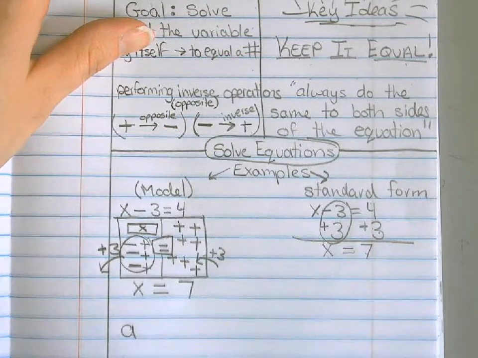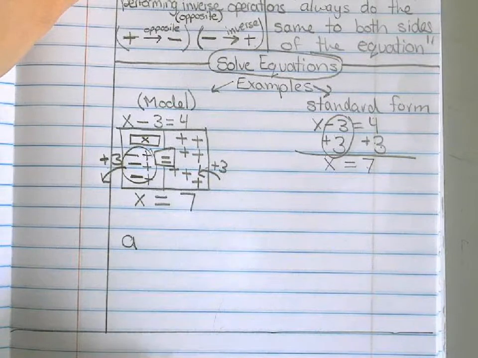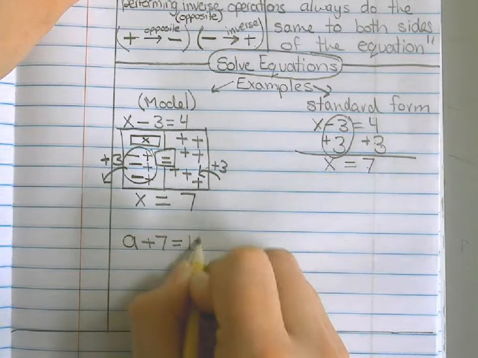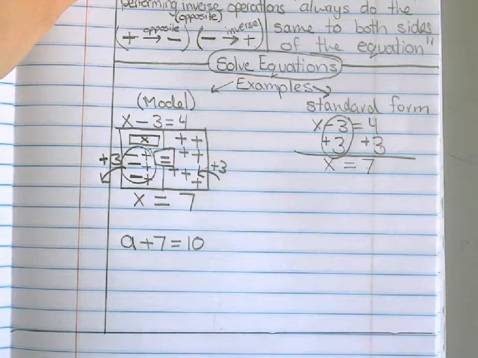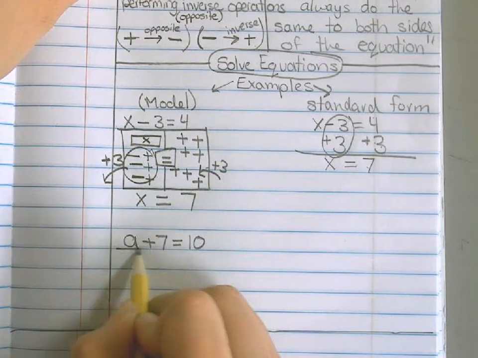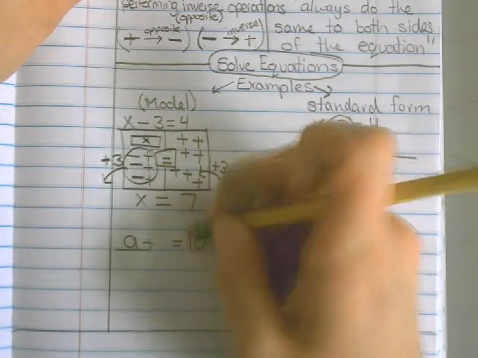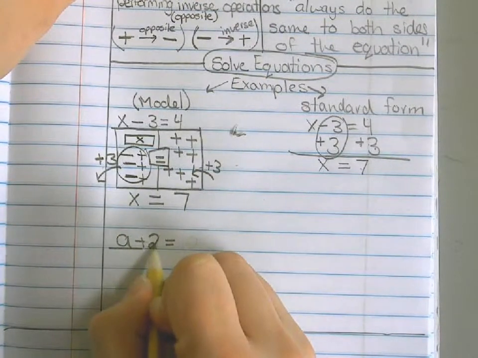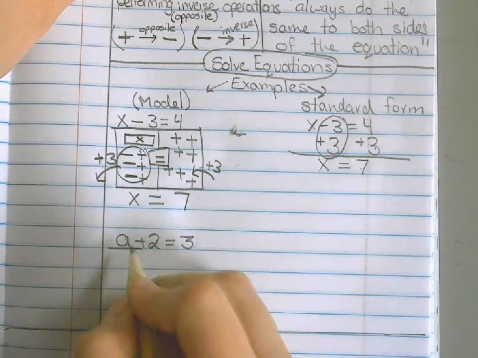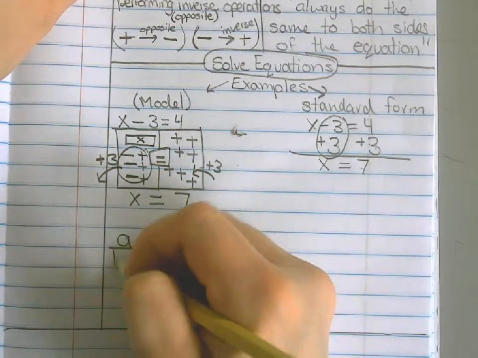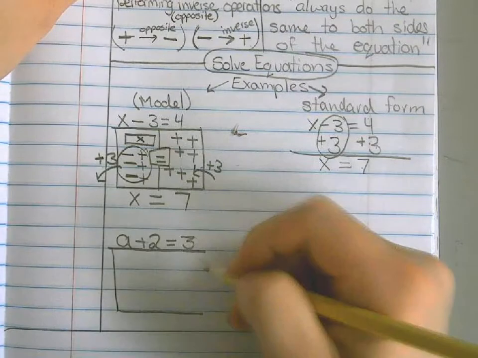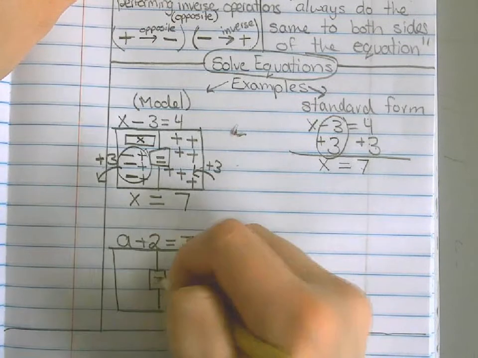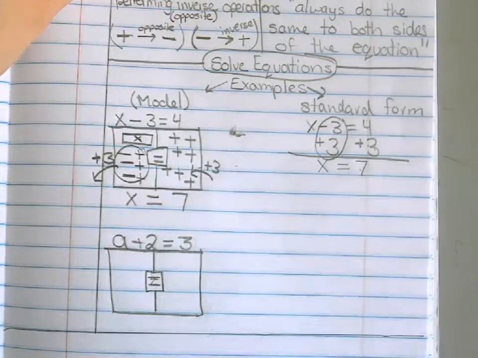Let's look at a plus 7 equals 10. Go ahead and model that one. No, actually, let's not do 7 plus 10. Let's do something a little smaller so we don't have so much to work with. Let's do a plus 2 equals 3, just for the sake of time. A little model box. Okay.